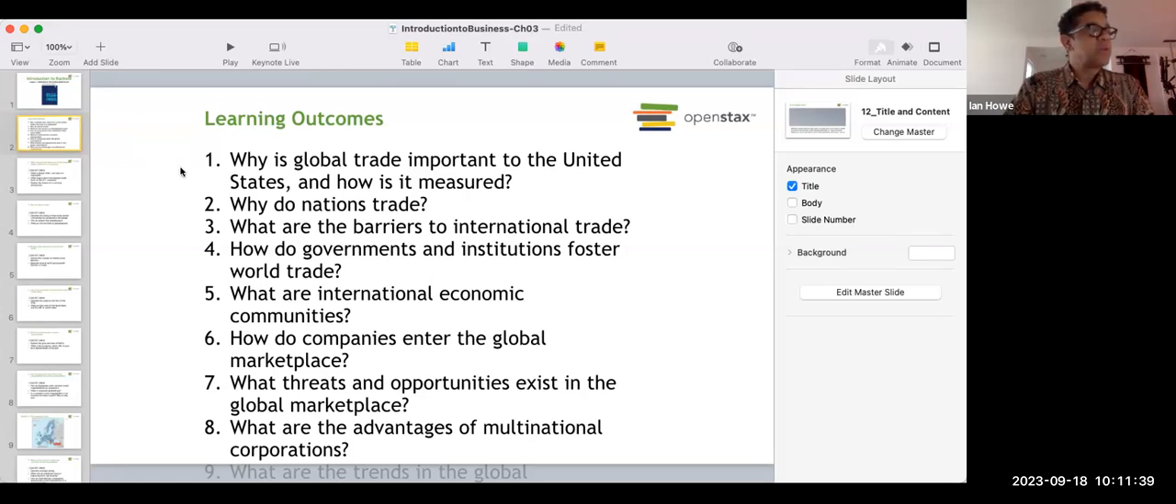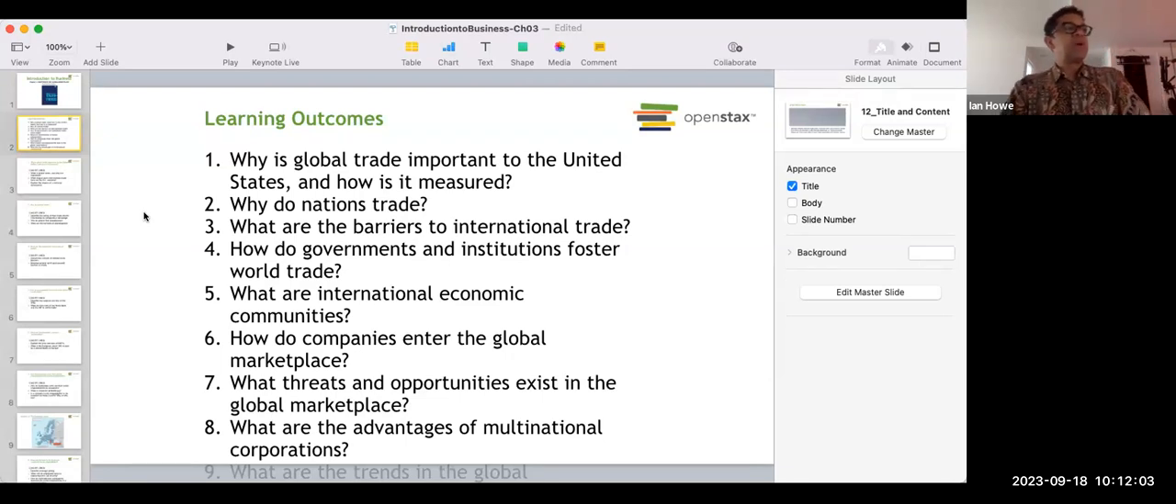So the question then is, why do businesses get into international trade? Why do nations get into international trade? What are some of the barriers to international trade? In other words, what are some of the ways to prevent business in foreign countries, or why do other countries prevent or limit business into their countries?